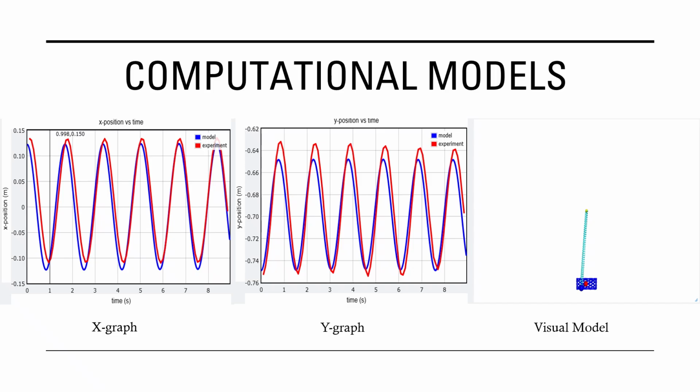Computational models. These are the three computational models used to show the accuracy of the model compared to the experiment. First, we have the X graph, the Y graph, and the actual visual model of how this spring would move.